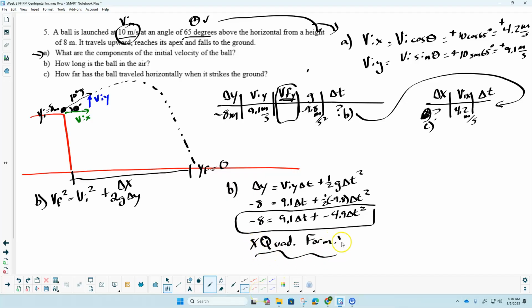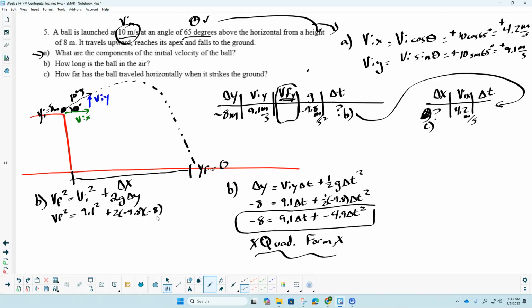I don't like the quadratic formula, so I try to do it a slightly different way. Again, there's lots of different ways. If you feel confident in the quadratic, do that. All right, so Vf, we don't know. That's what we're looking for. Vi is 9.1. We have to square that, then negative 9.8, and we have a negative 8 for my displacement.